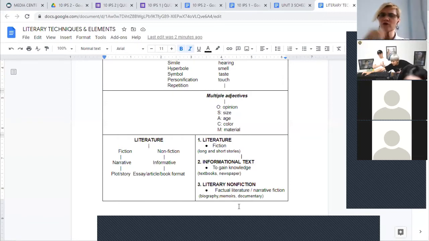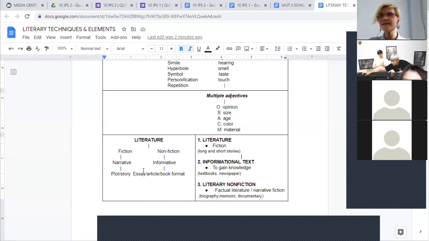Yeah, so as before, we only had fiction and nonfiction. That was it. So nonfiction was everything else other than a story. Now, basically, fiction is just called literature. And what falls under nonfiction, as before, is now split into 2: informational text, which is everything to gain knowledge, from textbooks to newspapers and all that. And then we've got literary nonfiction, which is factual literature.